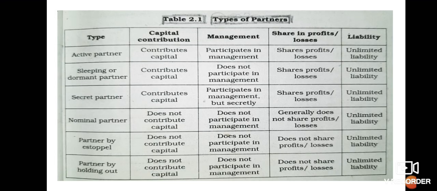Next, types of partners, children: active, sleeping, secret, nominal, partner by estoppel, partner by holding out. Now, sleeping partner is also termed as dormant partner, who is not doing any work, okay, but he is contributing everything. So you can have a look here, children: capital contribution, management, share in profit and losses, and liability.